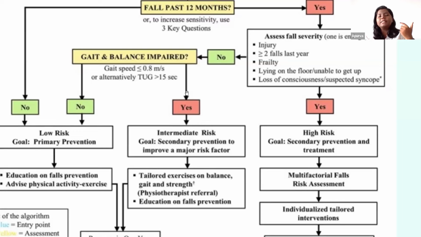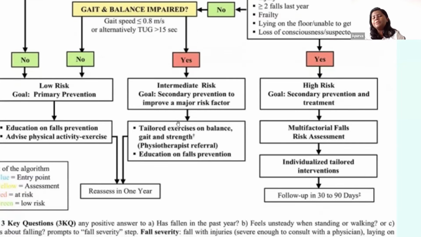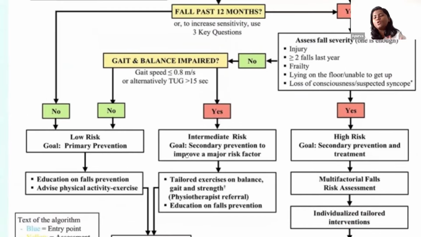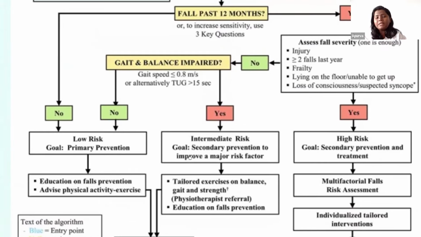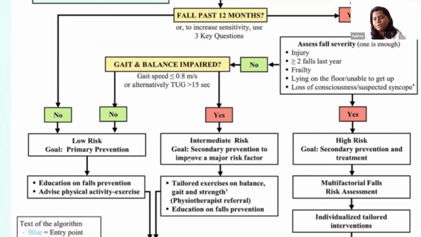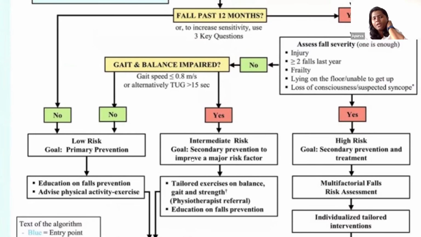If the gait speed is less than or equal to 0.8, such patients should be considered at intermediate risk of fall. Or if the timed up and go score is above 15 seconds, such patients are considered intermediate risk fallers. And for such patients, you will give a tailored exercise program, which will address their strength issues, their balance issues, their gait issues, and also a lot of education about fall prevention, because this is a moderate risk of fall and we do not want these patients to enter into the high risk category.